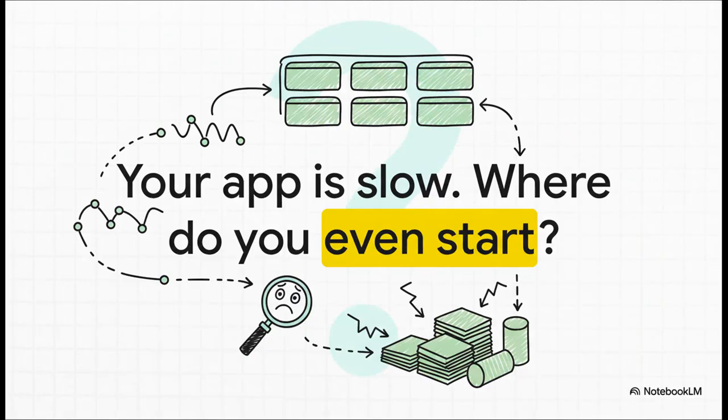So picture this. I bet we've all been there, right? A user complains, hey, the app is slow. You look at your dashboard, and it's just a sea of green. Everything looks fine. But you know something's off. You've got logs, you've got metrics, but where do you even start to find the bottleneck? It's a super frustrating and all too common problem.